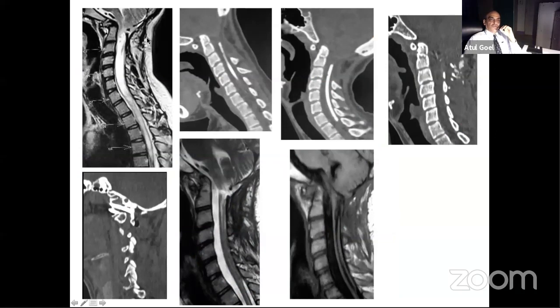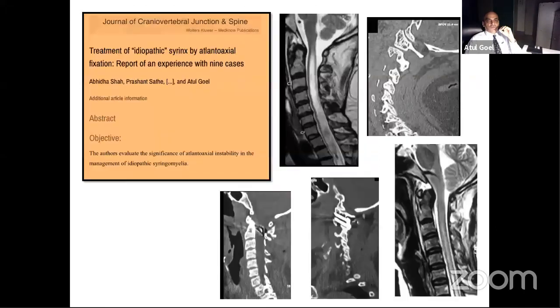This is a case of failed foramen magnum decompression. This patient was operated 13 times. Foramen magnum decompression, multiple syringostomy. See, there is a tube here, and there have been various kinds of treatment for this patient. And I did atlantoaxial stabilization surgery, as you can see here, and the syringomyelia reduced, and the patient improved dramatically in his neurological function.